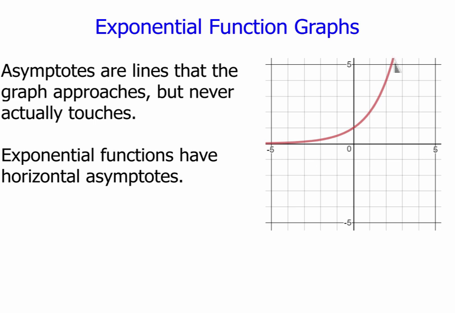In this function, we can see that this graph is getting closer and closer to this line, y equals 0, and it's approaching it, but it's never actually touching the x-axis. So the x-axis is the asymptote.